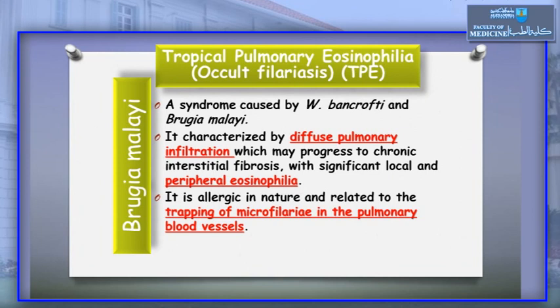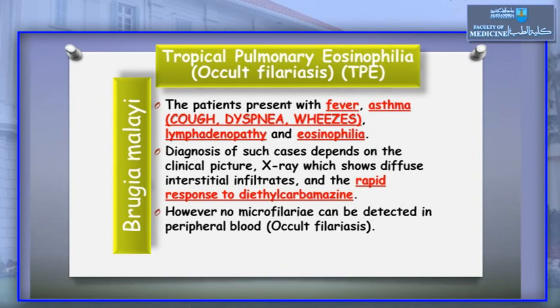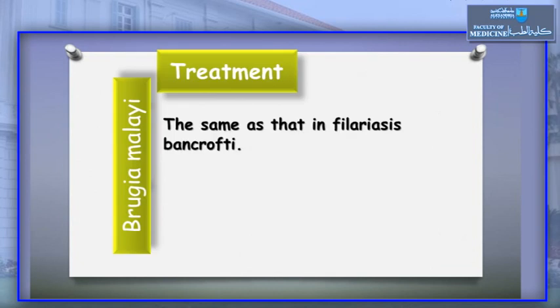What about tropical pulmonary eosinophilia or occult filariasis? It is a syndrome caused by both Wuchereria and Brugia, in which there is diffuse pulmonary infiltration, which may progress to chronic interstitial fibrosis with significant local and peripheral eosinophilia. It is allergic in nature and related to trapping of microfilaria in the pulmonary blood vessels. So the patient will present with fever and asthma-like symptoms, cough, dyspnea, wheezes, lymphadenopathy, and eosinophilia. Diagnosis of such cases depends on the clinical picture, X-ray, which shows diffuse interstitial infiltrates, and the rapid response to DEC. However, no microfilaria can be detected, as we have mentioned. It is a type of occult filariasis.